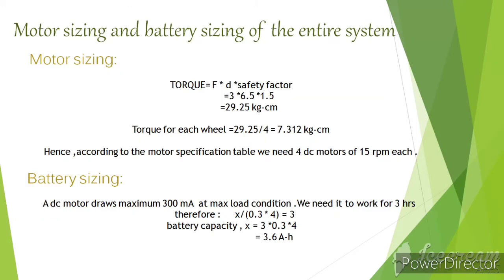Coming towards the motor sizing and battery sizing of the entire system. The torque for 4 DC is 20.25 kg/cm. For each individual it is 7.35 kg/cm. Hence, according to the motor specification table, we need 4 DC motors of 15 RPM each. And DC motor draws a maximum of 300 mA at a maximum load condition, and it should last for 3 hours. So the battery capacity should be 3.6 ampere per hour.